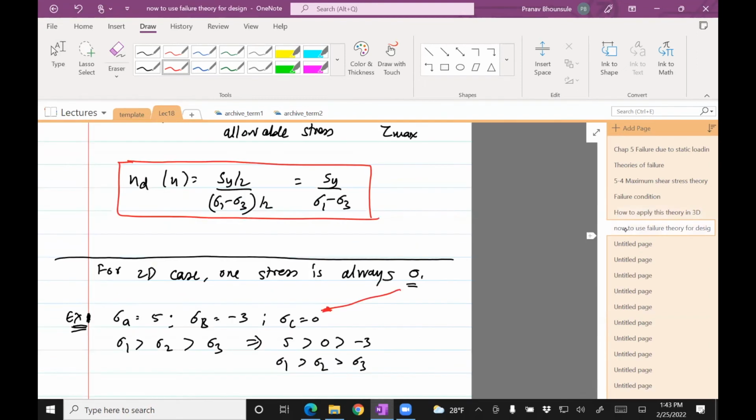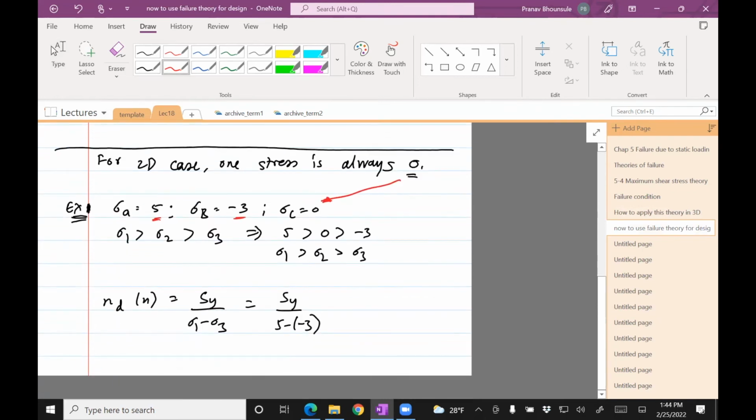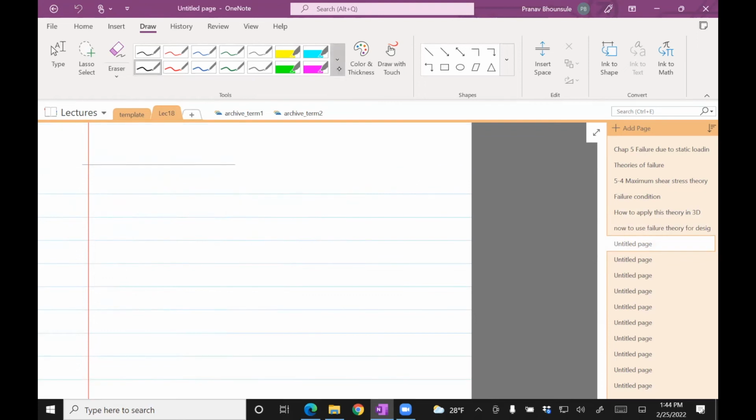Now if you have a case where you have 5 and -3 and nothing is given for the third one, it is 0, which means that this one is the max and this one is the minimum. Then this will be sigma 1, and this will be sigma 3. This might make it more clear. Let me have another example where you'll see that.